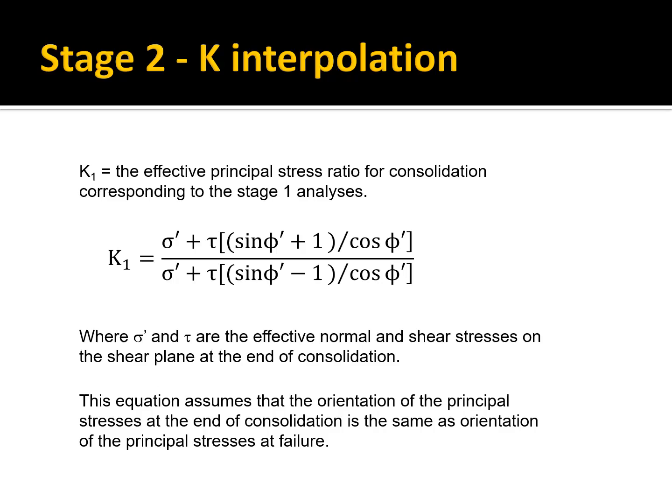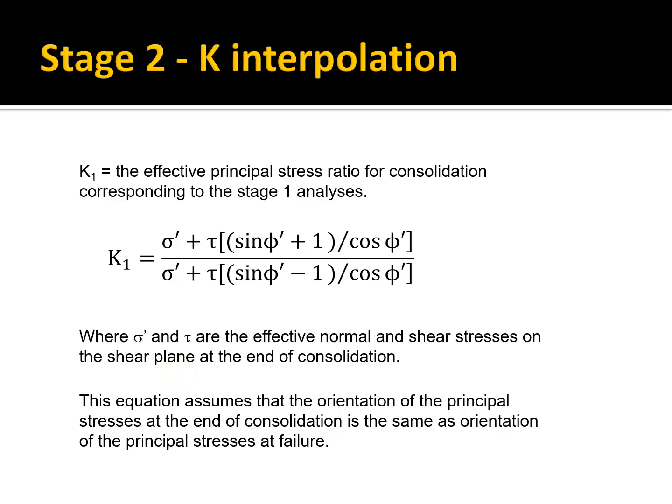All right, how do we get K1? Well, it turns out there's a simple equation we can use. We use the phi prime we get from our drained strength test or CU bar test, and if we have the effective stress and the shear stress, we can plug into this equation and we can get K1. So sigma prime and tau are the effective normal and shear stresses on the shear plane at the end of consolidation. So this would be on the base of the slice.